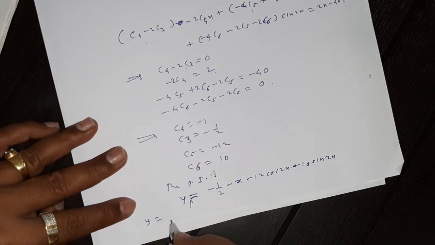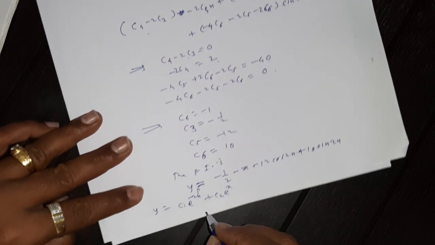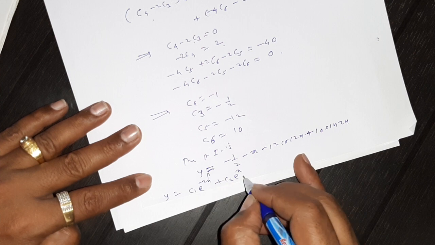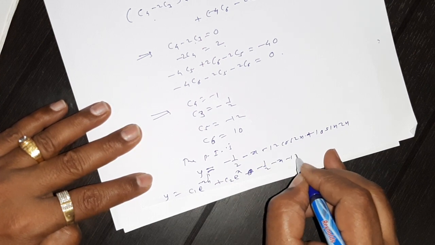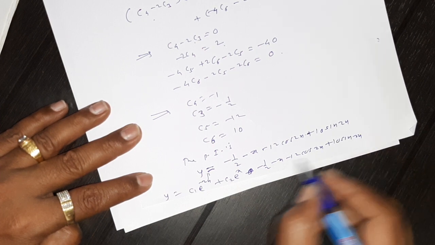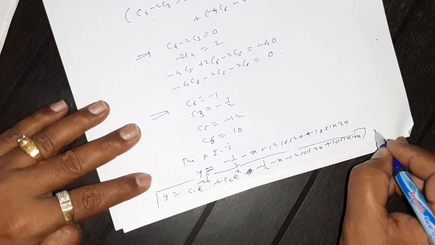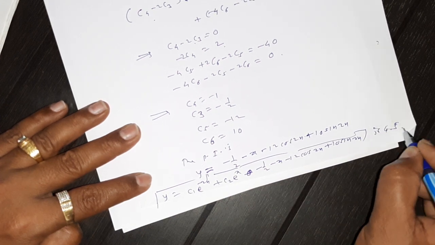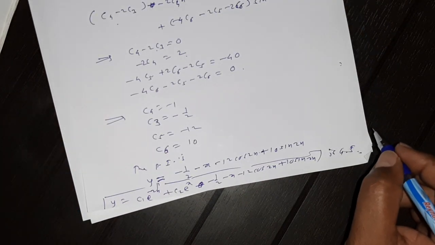y is equal to c1 e raised to minus 2x plus c2 e raised to x, the complementary function, plus minus 1 half minus x minus 12 cos 2x plus 10 sin 2x. This is the general solution of the given differential equation.